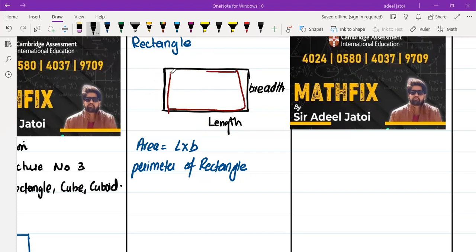So perimeter is basically adding up all the sides, right? So if this is 16, this should be 16.